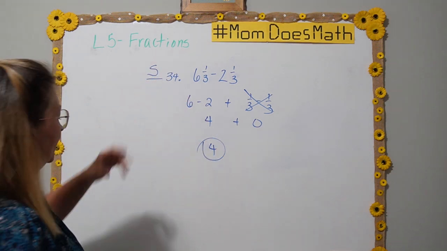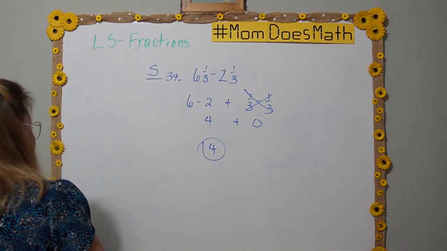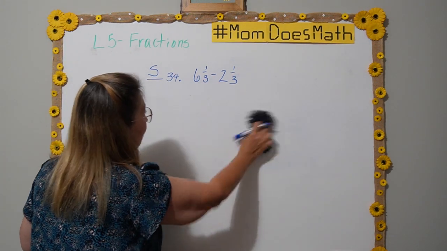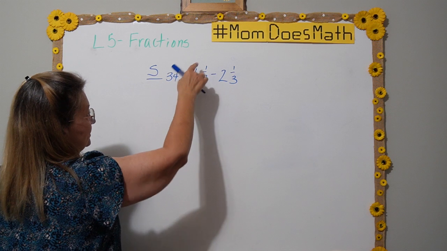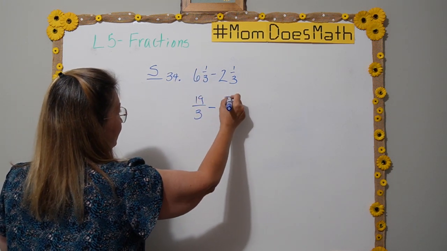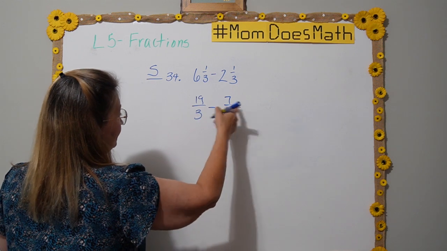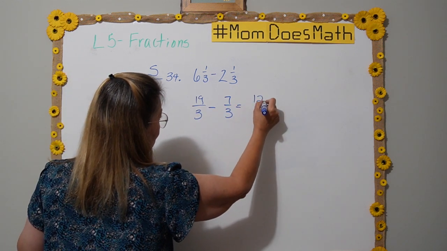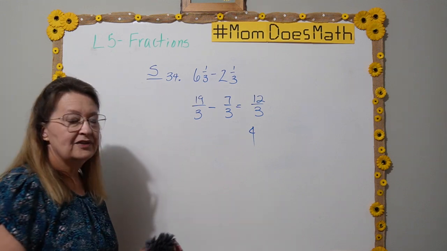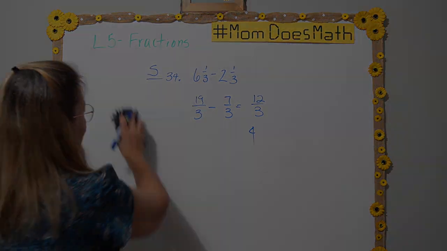If you wanted to change it to improper fractions, just in case this is what you did when you worked it, let me show you how that way would be. 6 times 3 is 18, so that's 19 thirds minus 7 thirds. What's 19 minus 7? 12 thirds. And what's 12 divided by 3? 4. So you get the same answer either way.